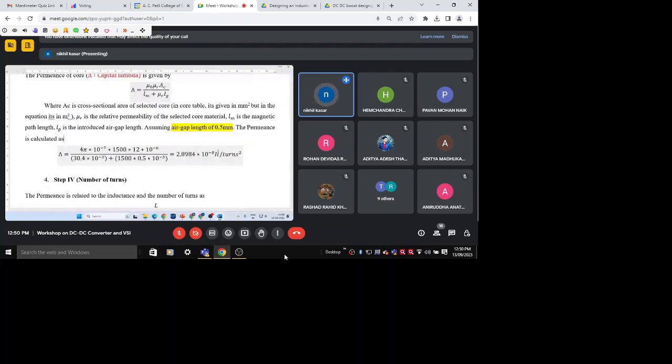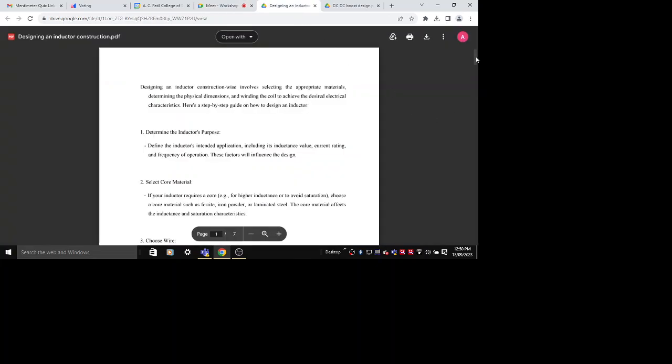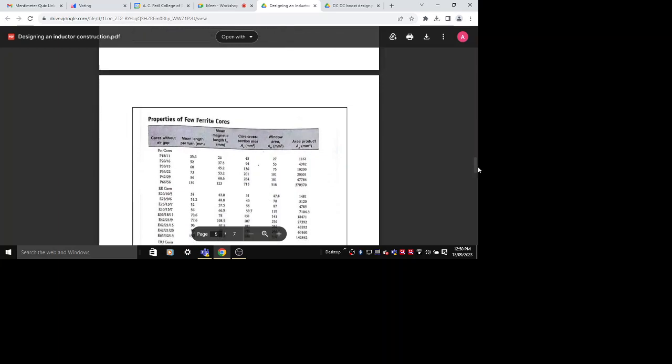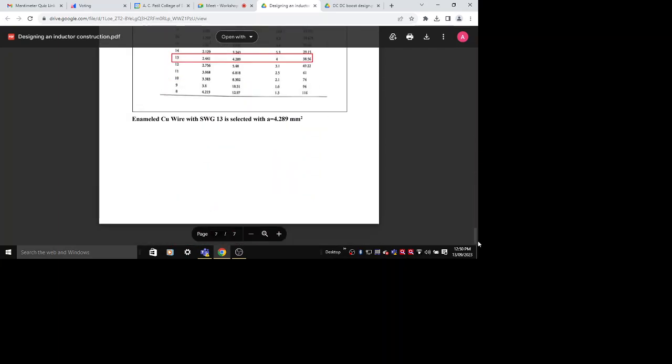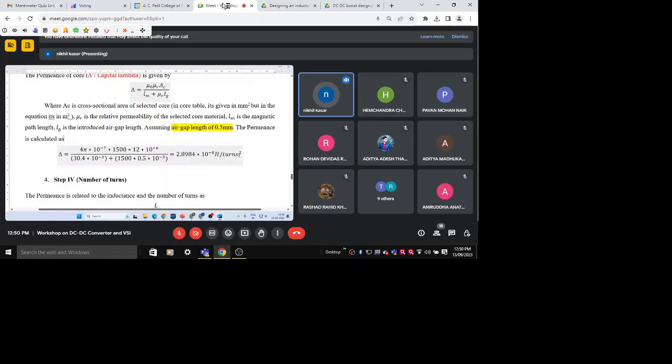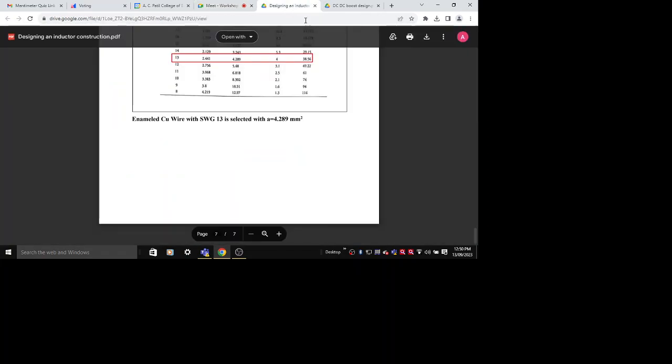Why I am calculating this? Because I require the calculation of the number of turns, जो आपको हाथ से वाउंड करने हैं कोर पे. That is the number of turns we are calculating right now. Very important value in the calculation of the inductor.